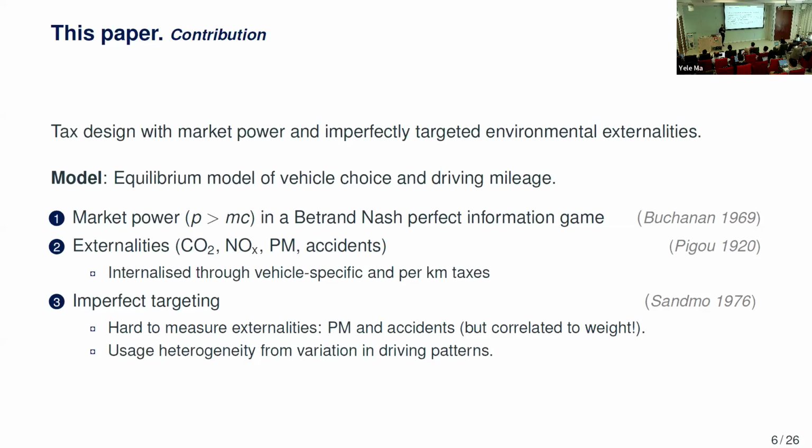Regarding the imperfect targeting, this is something that we think is quite interesting and a bit new from this paper. This is because, first of all, we're not aware of any other study that has looked at weight so far. It's an externality that is hard to measure, but PM is very much correlated with the weight, and the accidents as well. So this is why it's a hard to measure externality.